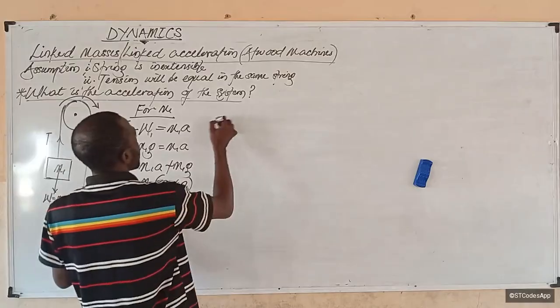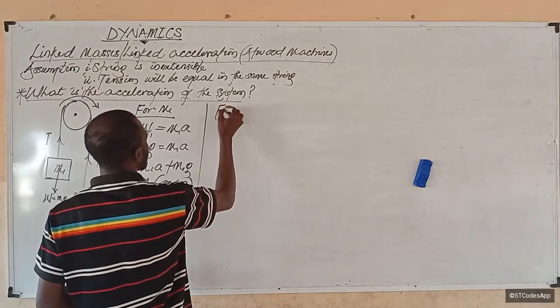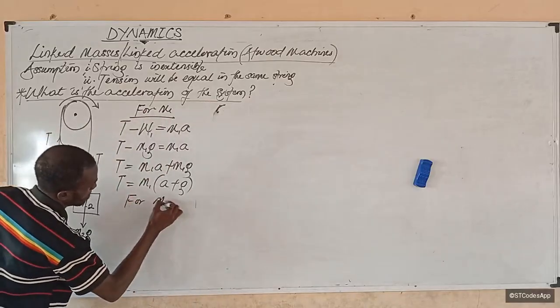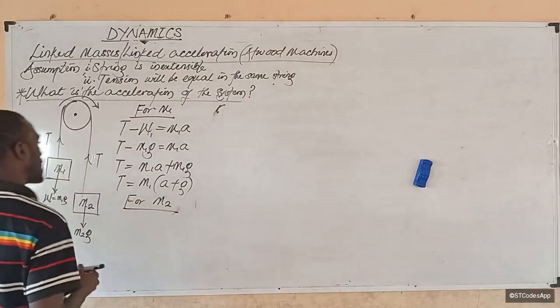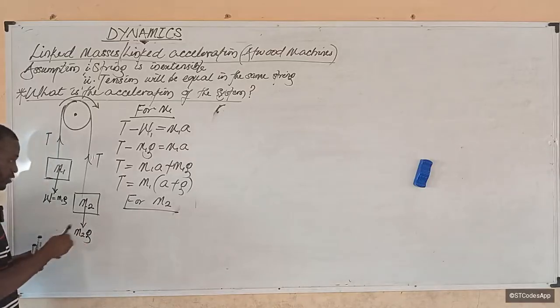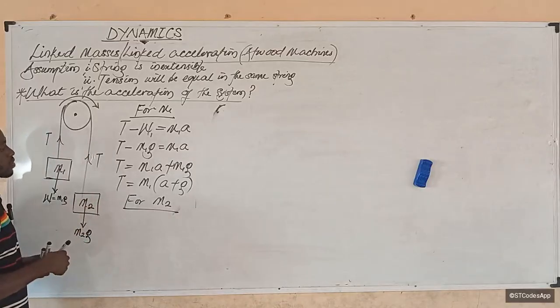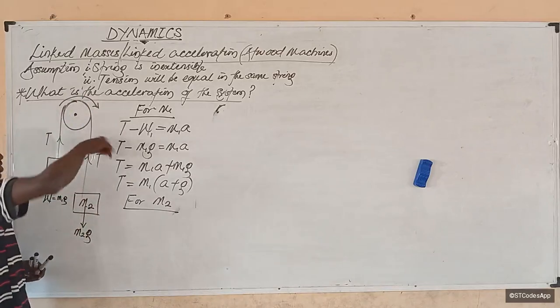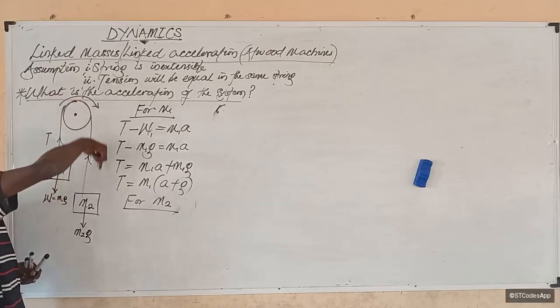Now, how about for mass M2? Let's bring it here. For mass M2, what are the forces acting? We still have the weight 2 and the tension. Direction is still downward like this, right? In this place, direction is downward. Here, direction is upward. Here, the direction is downward.